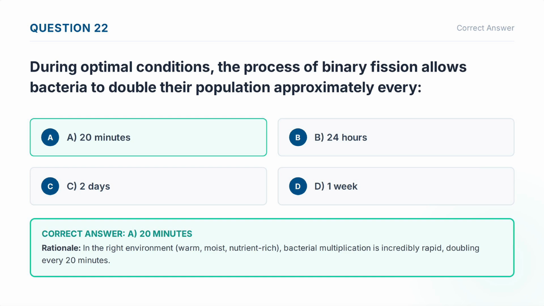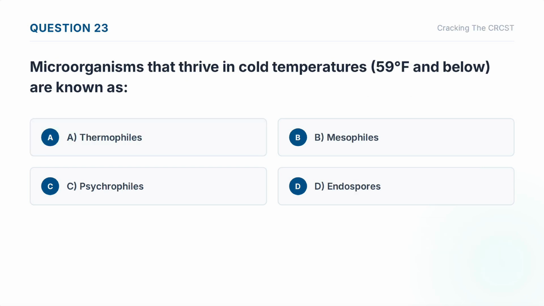Correct answer, A. 20 minutes. Rationale: In the right environment, warm, moist, nutrient-rich, bacterial multiplication is incredibly rapid, doubling every 20 minutes. Question 23. Microorganisms that thrive in cold temperatures, 59 degrees Fahrenheit and below, are known as A. thermophiles, B. mesophiles, C. psychrophiles, D. endospores.